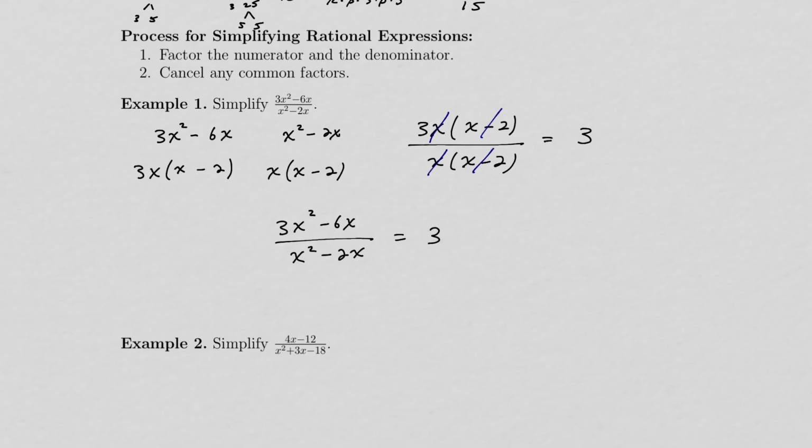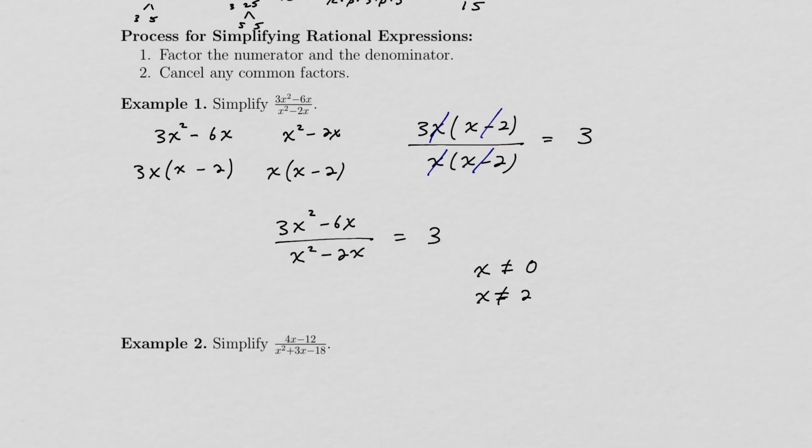Now, you have to be a little careful. It simplifies to 3 as long as x is not equal to 0 and 2, right? Because if you look at the original expression, if you factor the bottom, if x is 0 or if x is 2 here, it's going to make the denominator 0. And remember, you can't divide by 0. So really, this simplifies to 3, but we still have to eliminate the possibility that x could be 0 or 2. As long as x is not 0 or 2, then that rational expression simplifies to 3.